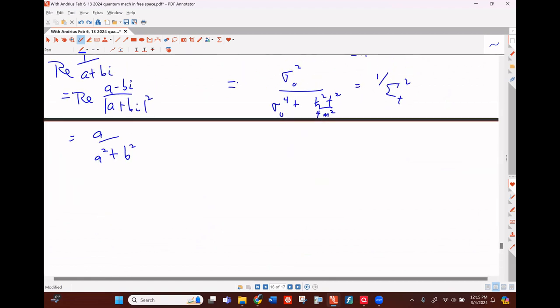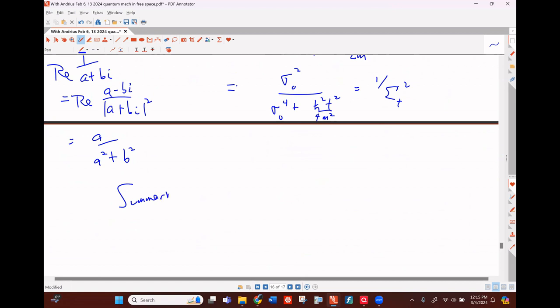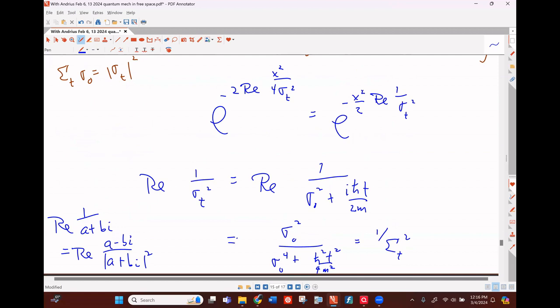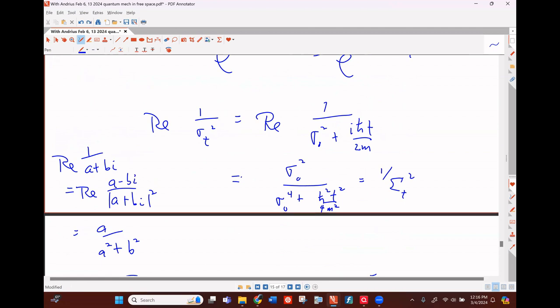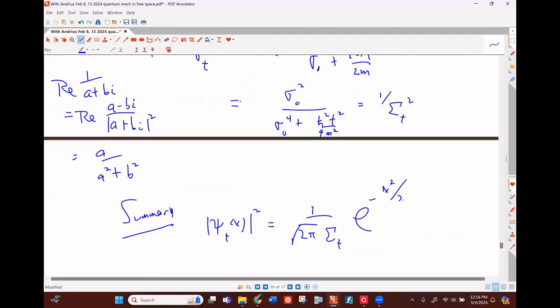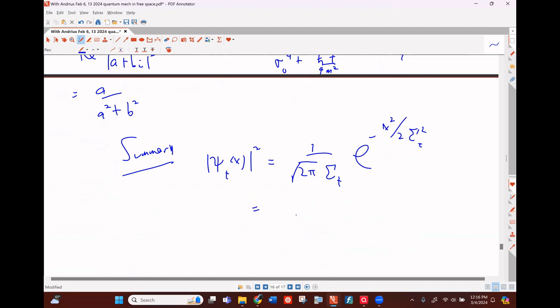So, summary, let's just summarize everything we just found here. This probability distribution is of this form. It's 1 over 2 pi sigma t e to the minus x squared over 2 times the real part of that, which we decided is 1 over sigma t squared. So x squared over 2 sigma t squared. And this is a Gaussian, and the sigma t is real. It's now a real Gaussian probability distribution.